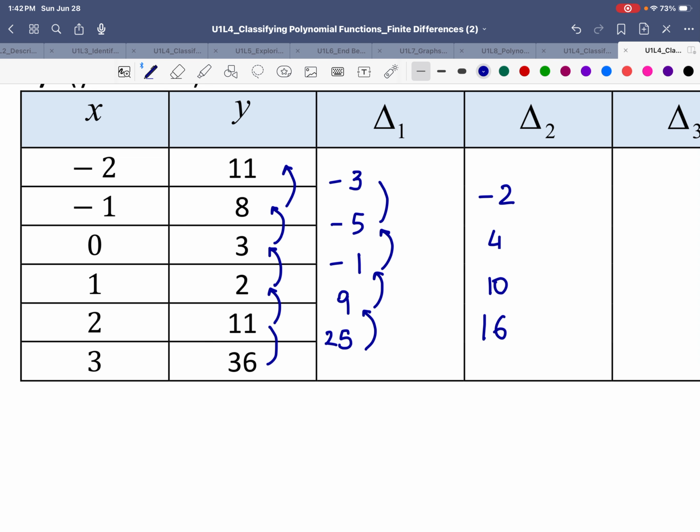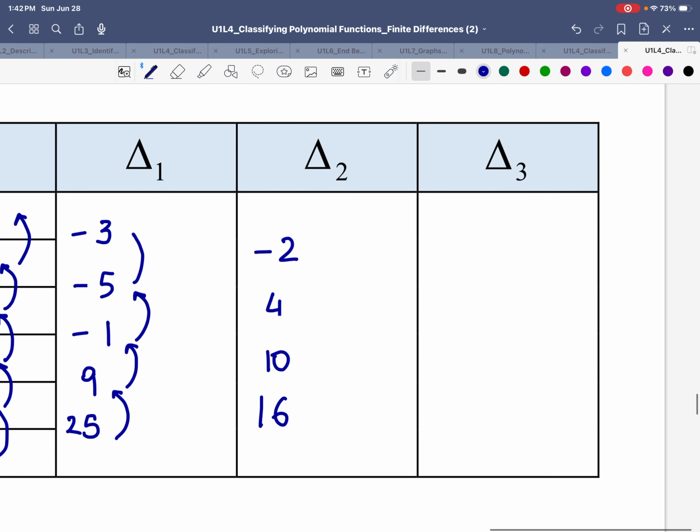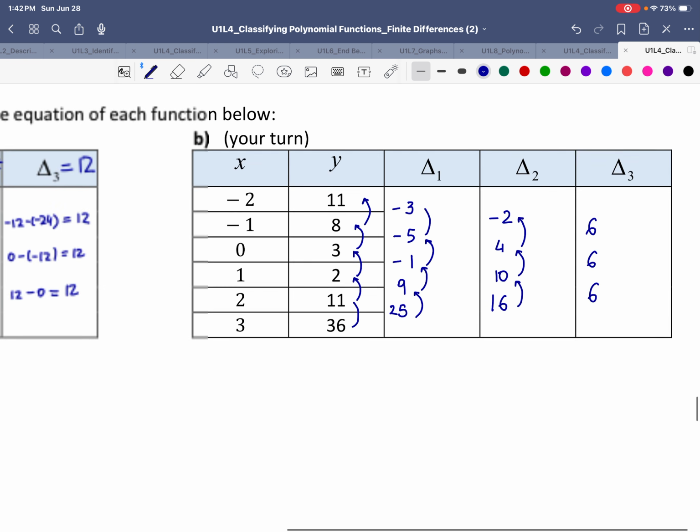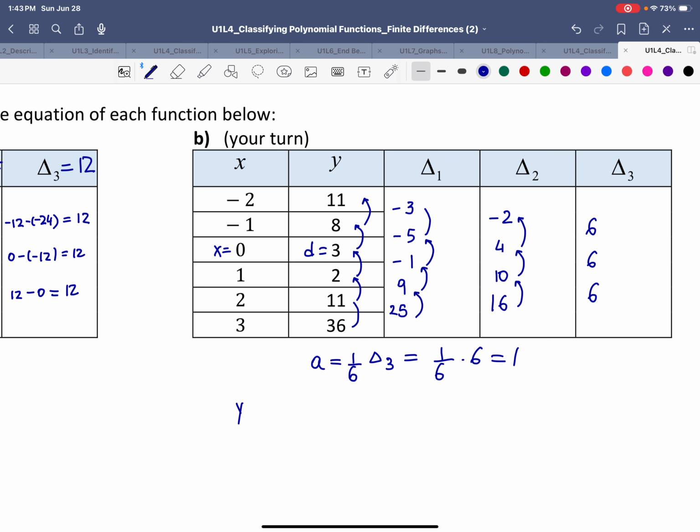So again, second differences are not constant. Let's check the third differences. We have 4 minus negative 2 is 6. 10 minus 4 is 6, and 16 minus 10 is also 6. So that will give us the value of A, which is 1/6 of delta 3. So 1/6 of 6 is going to be 1. The value of D is going to be equal to 3. So the equation is in the form 1x cubed plus bx squared plus cx and then plus 3.